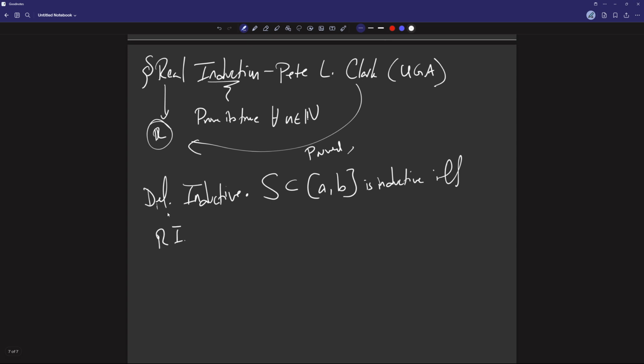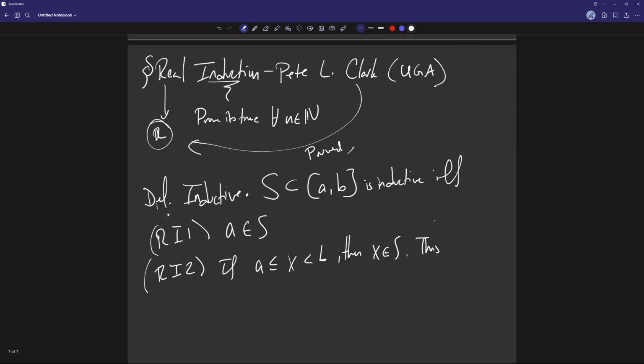For one, let's label these as the real induction axioms. So RI1: A is in S, that's going to have to be a given. RI2: if A is less than or equal to X is less than B, then X is in S, thus X, Y is going to be in S for some Y greater than X.